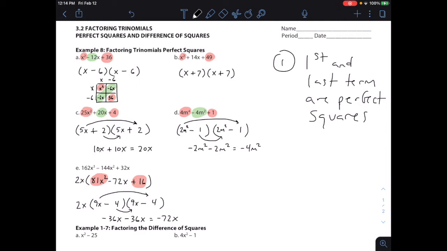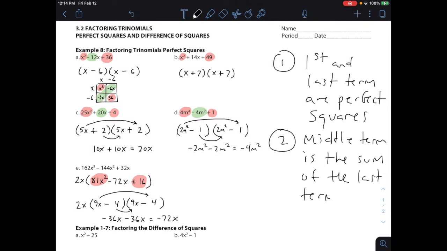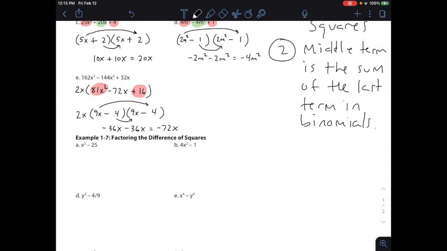Number two, middle term is the sum of the last term in the binomials. Okay, but that's not it, right? Because it doesn't always work that it's the sum of the last term in the binomials, right? So it's either the sum of the last term or the sum of, I'm going to run out of space here, the product of the first and last term.